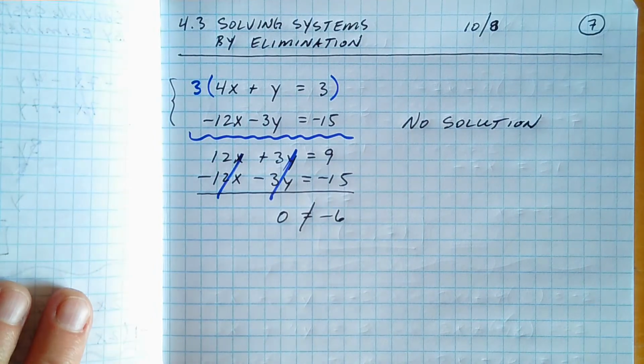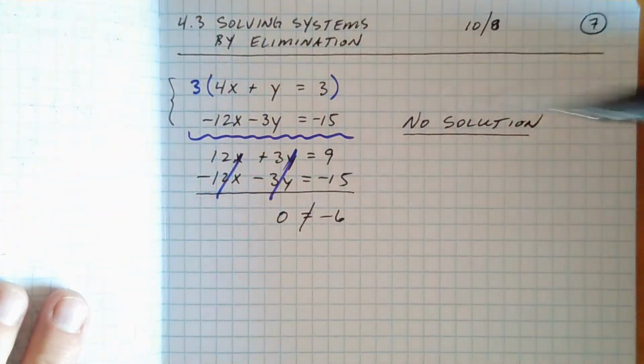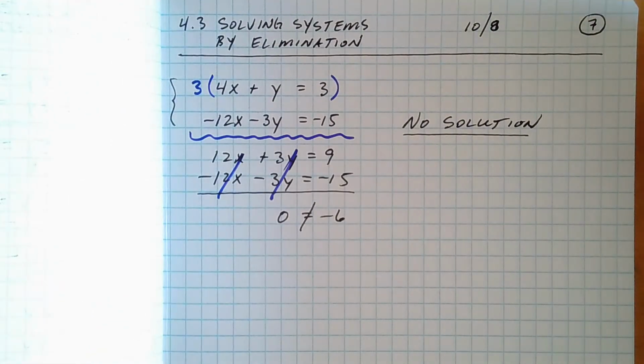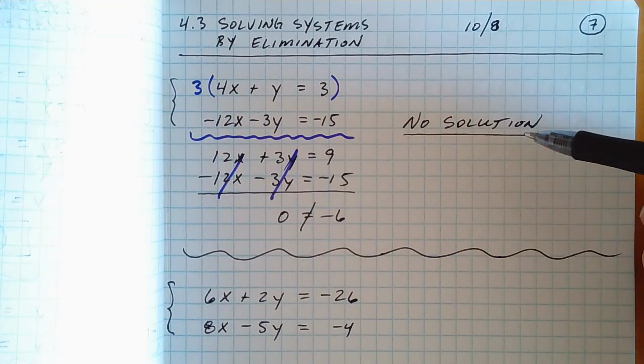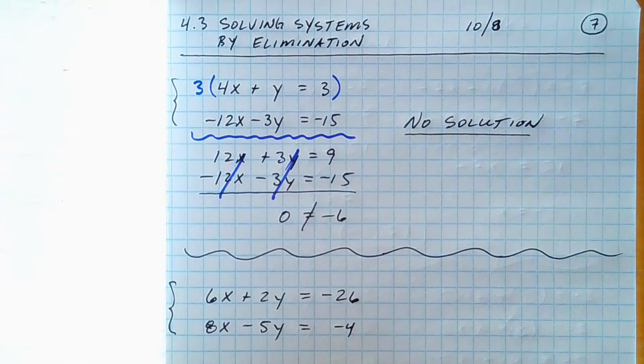So I want you to think about, what does it mean graphically about two equations if the system of equations has no solutions? All right, did you say that no solution means that the lines are parallel? I hope you did, because that's the right answer. When a system of equations involves parallel lines, that system has no solution.